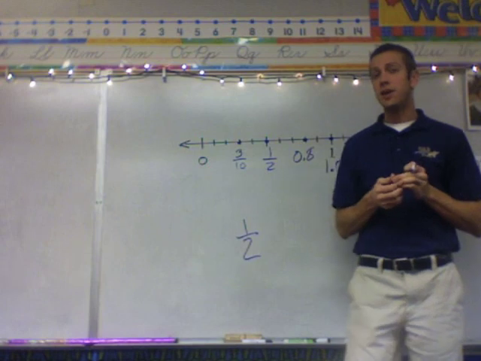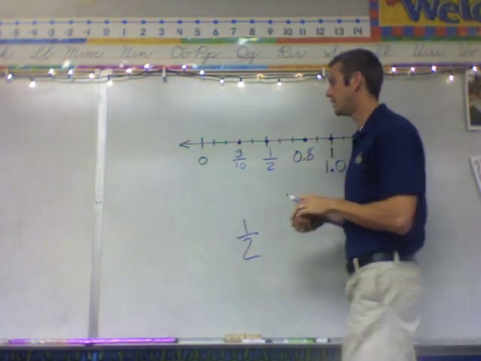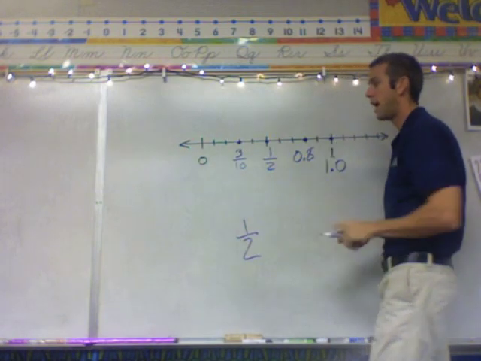Okay? It's also 5/10, right? Halfway between 0 and 10. So 1, 2, 3, 4, 5 would be half.